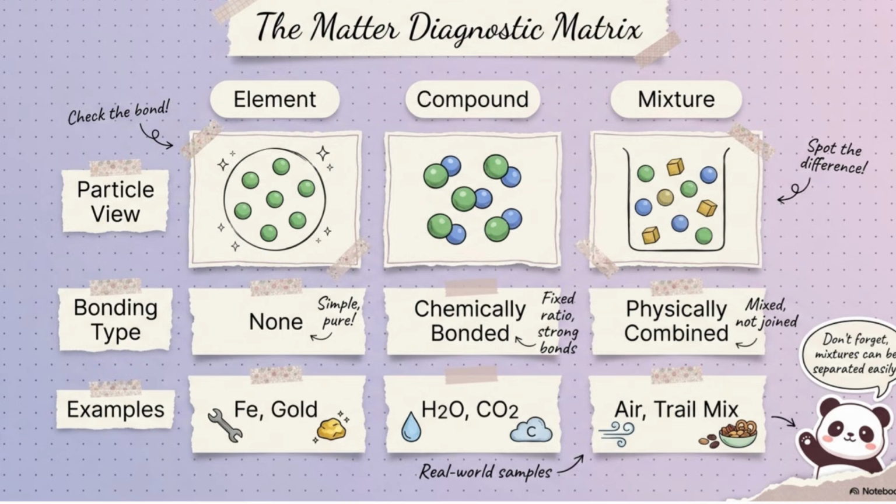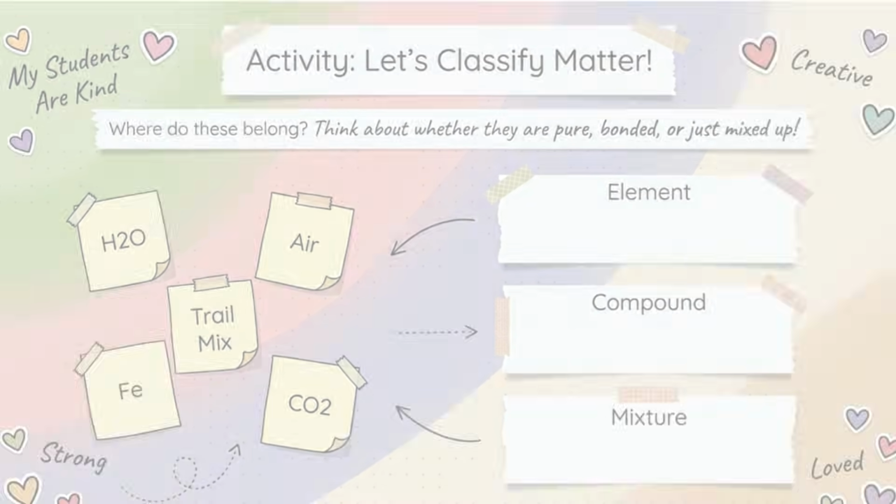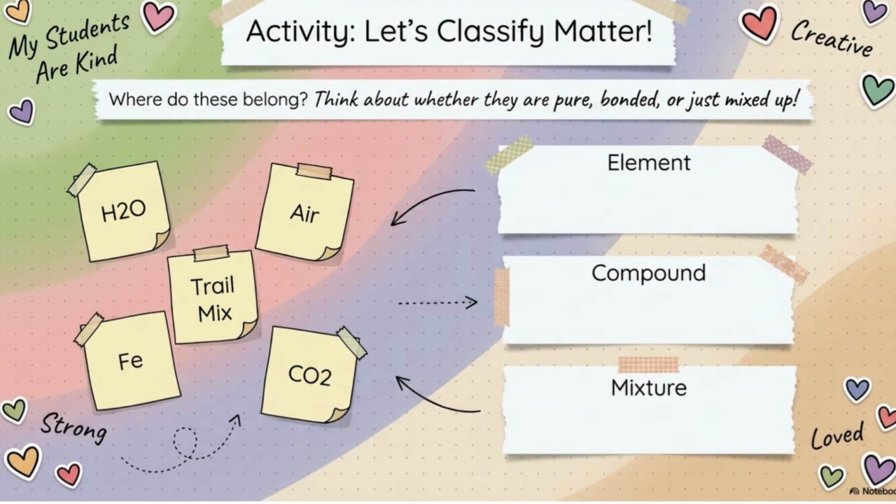So it's your turn to play scientist for a second. Where do you think H2O, air, trail mix, iron, and CO2 belong on this board? Think about whether they're pure, bonded, or just mixed up. Got your guesses? Okay, so iron is pure, that's an element. H2O and CO2 have strong bonds, those are compounds. And air and trail mix, they're just hanging out together, so those are definitely mixtures.